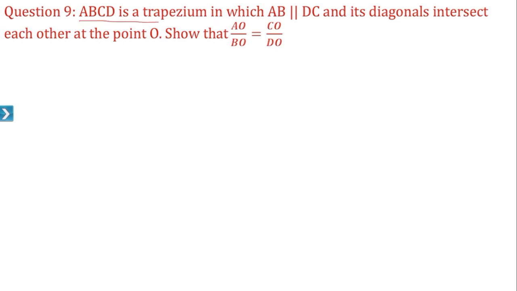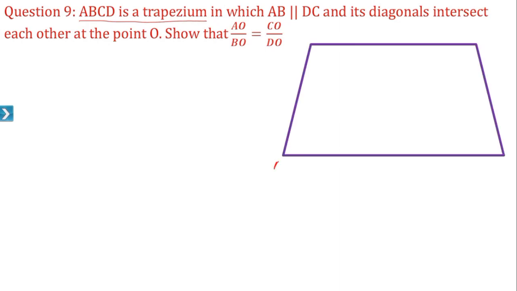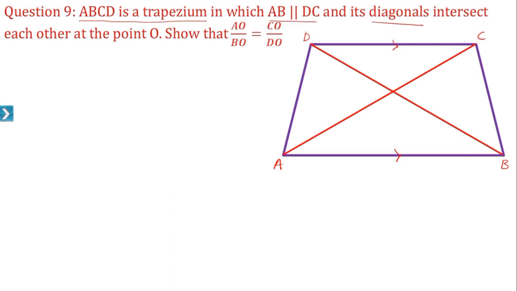Now first we have to draw a trapezium ABCD. Now this is a trapezium ABCD. A trapezium is a quadrilateral in which one pair of sides are parallel. Here AB is parallel to DC, and its diagonals intersect each other at the point O. Here AC and BD are diagonals intersecting at O.